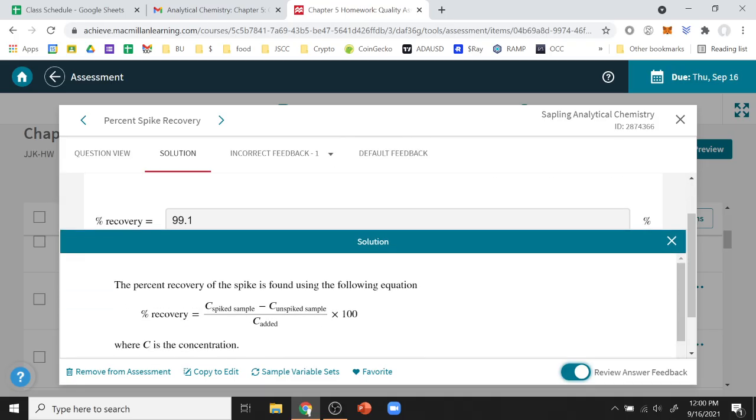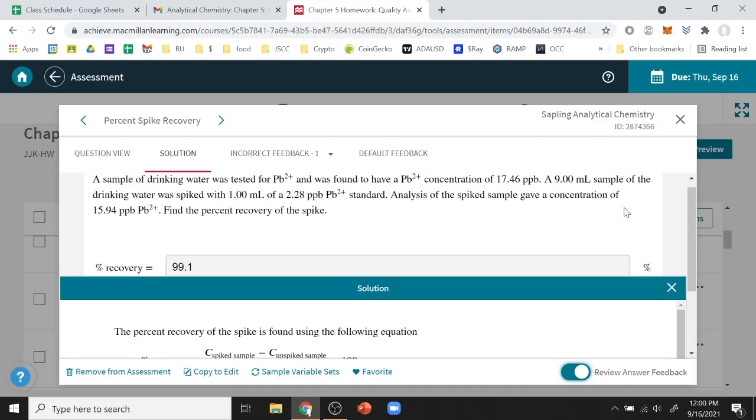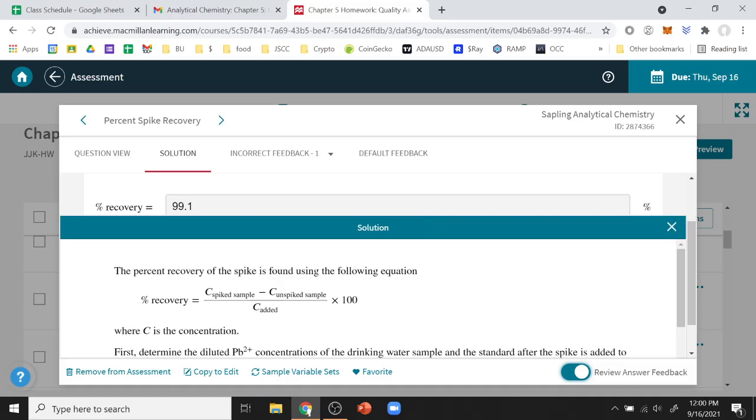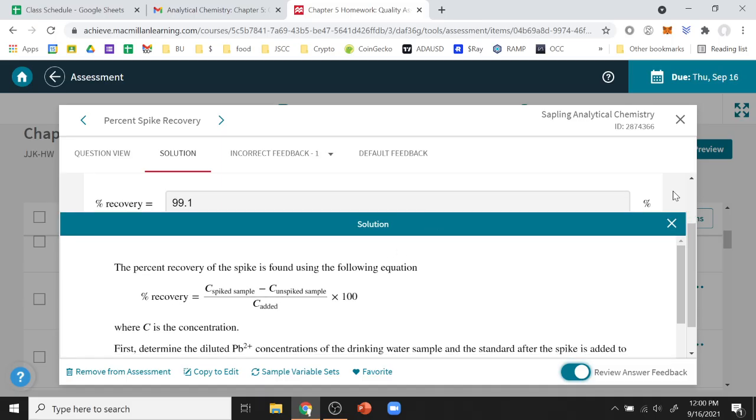Note though, you do not yet have the concentration in your spike solution. It didn't give it to you. It gave you everything you need to get it, but it did not yet give it to you. And so what we need to do is get that concentration of your spiked sample. Then we'll have all these concentrations put in.